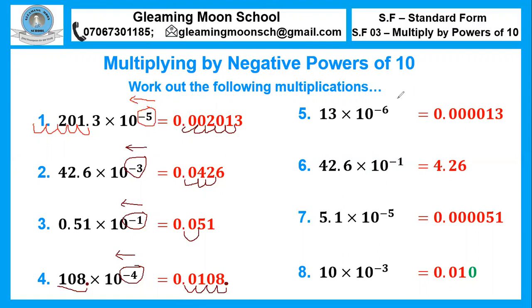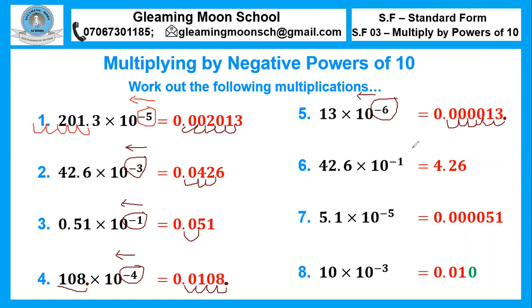Number 5, it says -6. Again, the decimal point is moved to the left 6 times. And where is your decimal point originally? It is a whole number, so that means your decimal point was at the end originally. And this time, you're moving it 6 places. So you go 1, 2, 3, 4, 5, and 6.